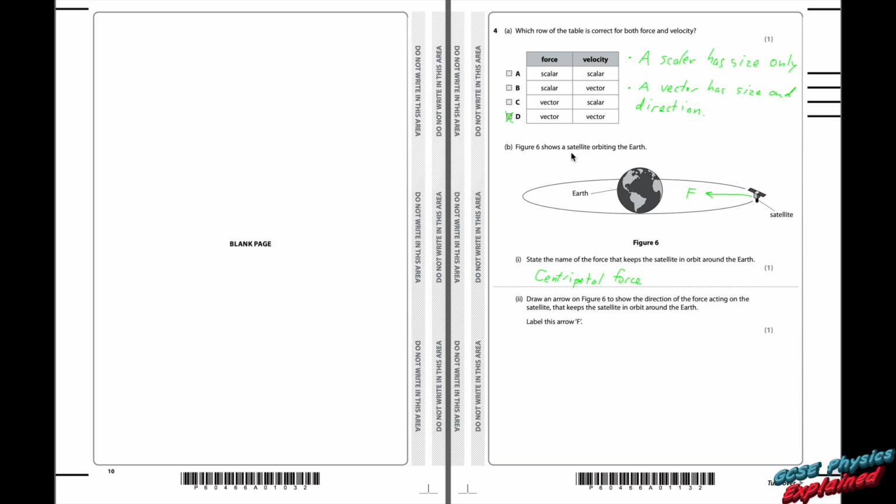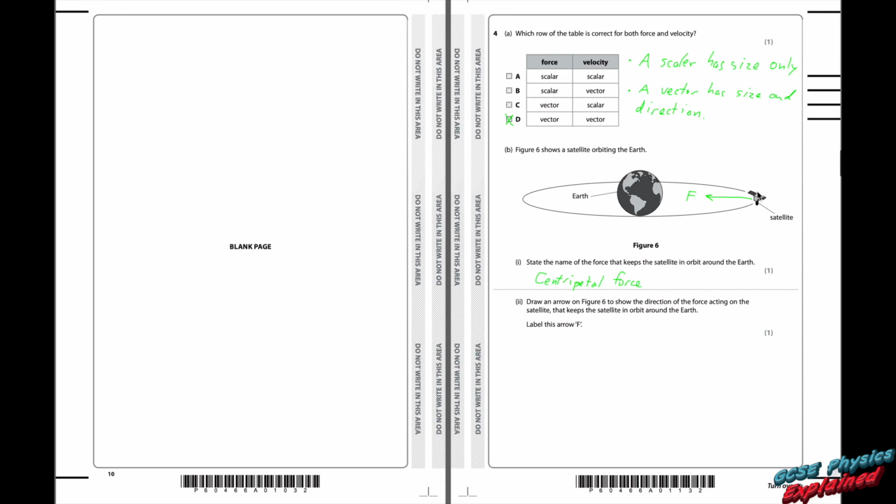Part B. Figure 6 shows a satellite orbiting the Earth. 1. State the name of the force that keeps the satellite in orbit around the Earth. It's the centripetal force. I've got a nice video all to do with centripetal forces. There's 3 types of centripetal forces. This one's gravitational. There's another one for tension, as if you were swinging something around your head that was on a string, like a hammer. And also friction, if there's a car going round in a circle, or going round a part of a circle when it's going round a corner.